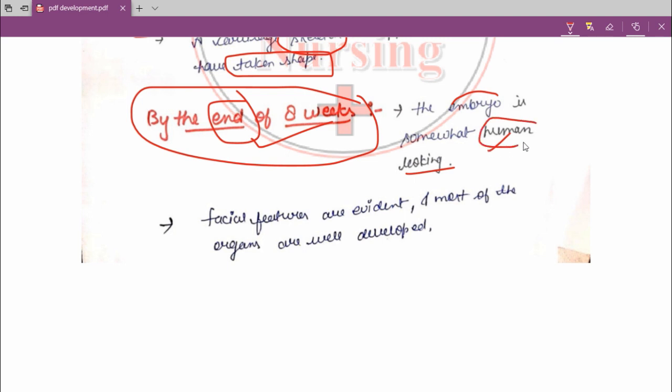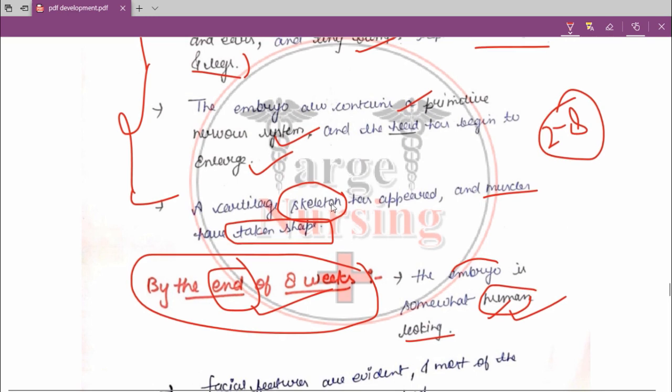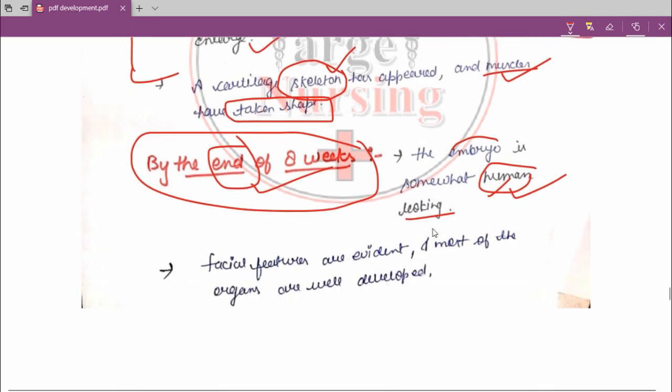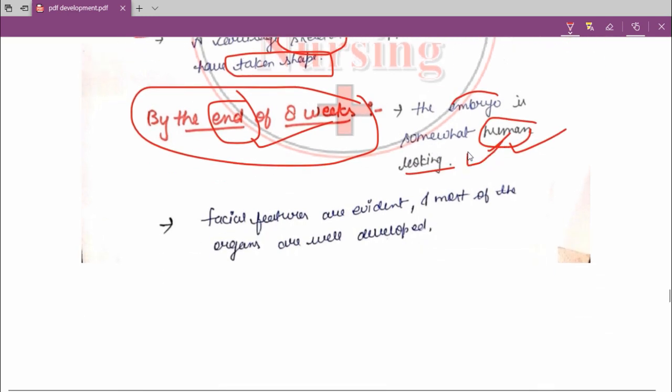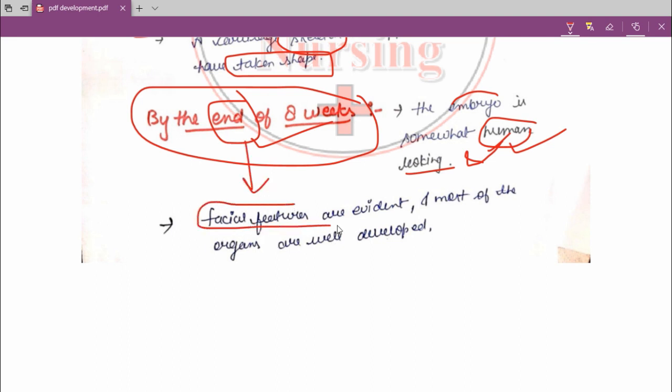अभी जो एम्ब्रियो जो है हमारा वो ह्यूमन लुकिंग हो जाएगा, अभी उसका शेप बनने लग जाएगा, क्योंकि क्या है, स्केलेटल सिस्टम डेवलप हो गया है, मसल जो है उन्होंने शेप लेना स्टार्ट कर दिया है, उसका हेड बन चुका है, तो अब वो क्या लगने लग गया है, ह्यूमन लुकिंग लगने लग गया है एम्ब्रियो हमारा. Now end of 8th week में क्या होगा, also facial features are evident.